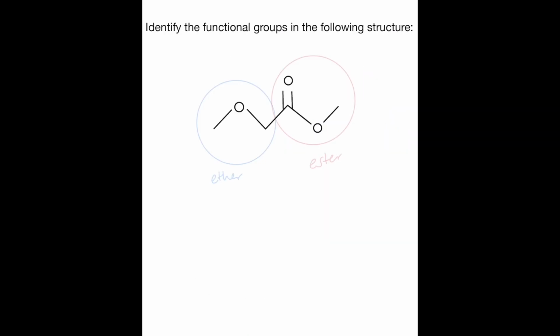Let's identify the functional groups in the following structure. This organic molecule contains 2 functional groups. On the left, circled in blue, we have an ether. On the right, you may think that this is a ketone and another ether, but because they are adjacent, circled in red, we have an ester.